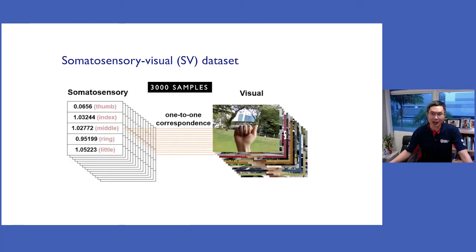So this is how each sample looks. For each hand gesture, we have one optical picture. We also have 5 somatosensory sensor readings; we put 5 strain sensors here. So this is the information for one picture. And then we have 3,000 samples.